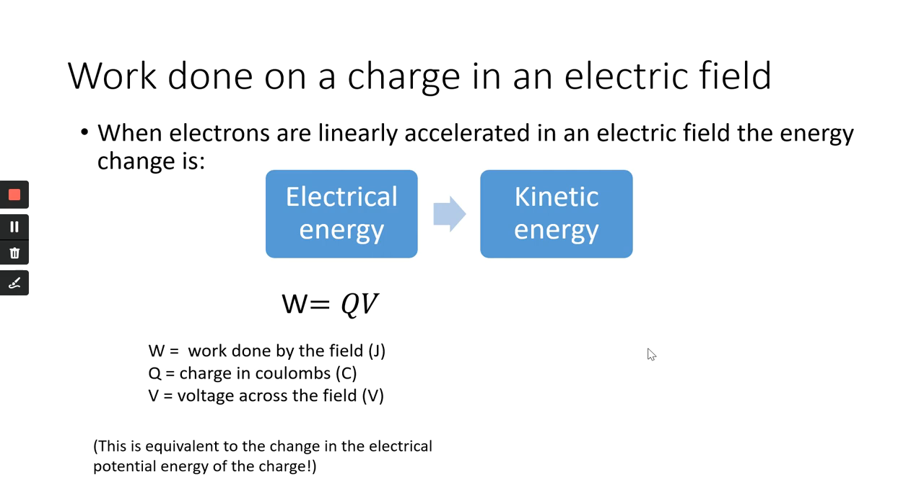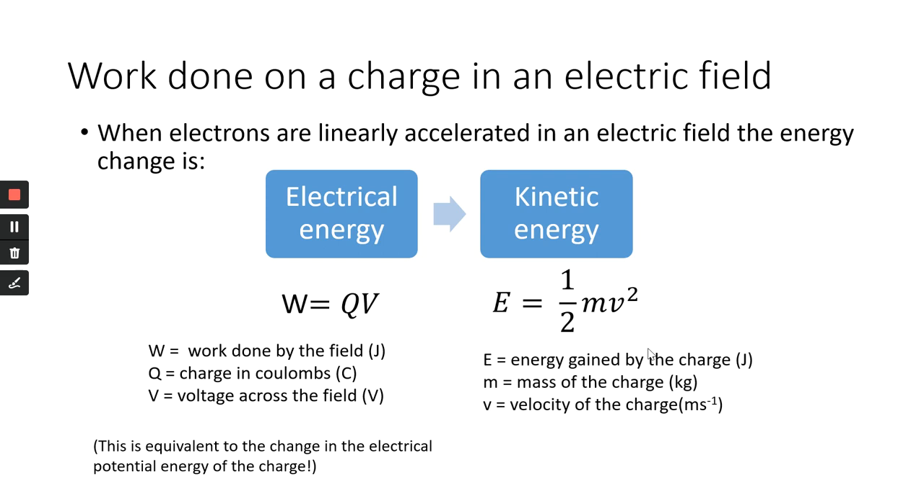In exactly the same way as the potential energy is equal to the work done by the field, and that energy converts to kinetic energy, the same thing happens here. So the work done by the electric field is equal to the potential energy of the particle before it goes through the field, and that converts to kinetic energy, and we get exactly the same formulas that we do in National 5.